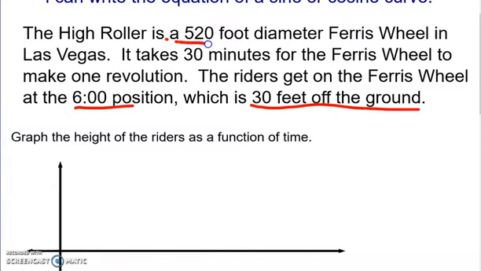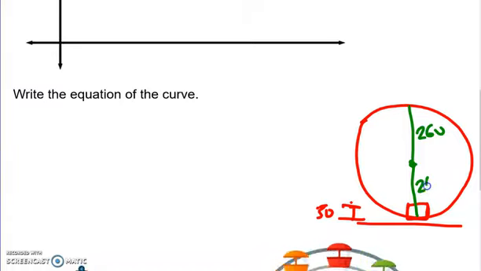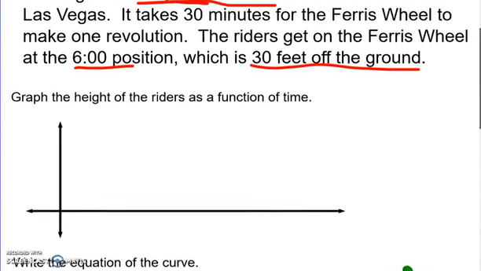Now, the High Roller has a 520-foot diameter. For a circle, we can think of this whole distance as 520, so this is 260, and this is 260. So the total is 520. The highest person's height would be 30 plus 520, which is the highest they would ever reach from the ground.